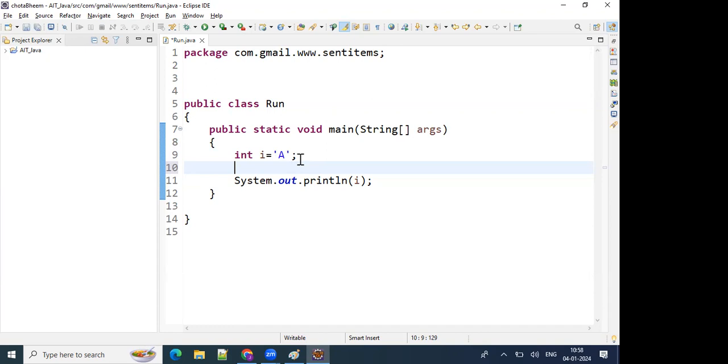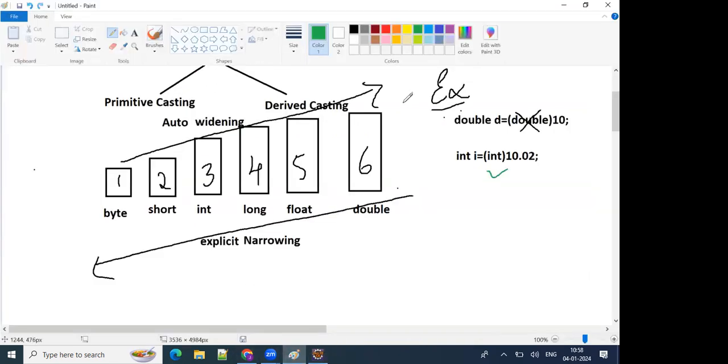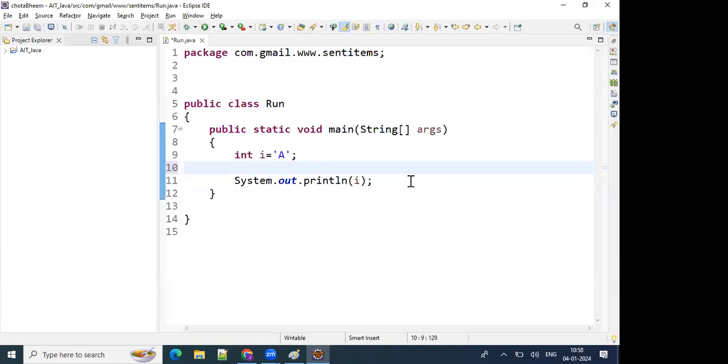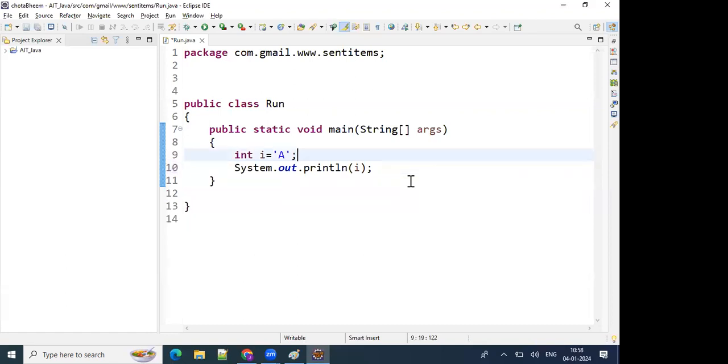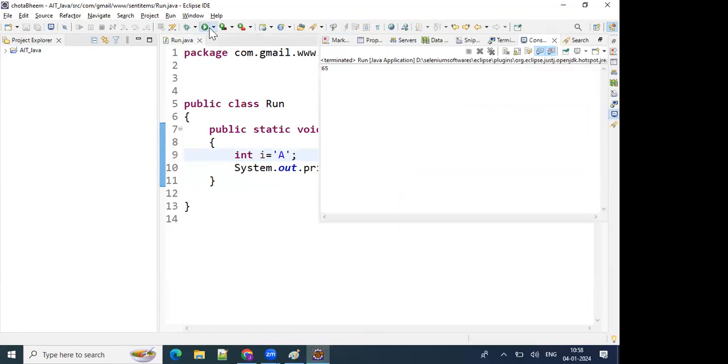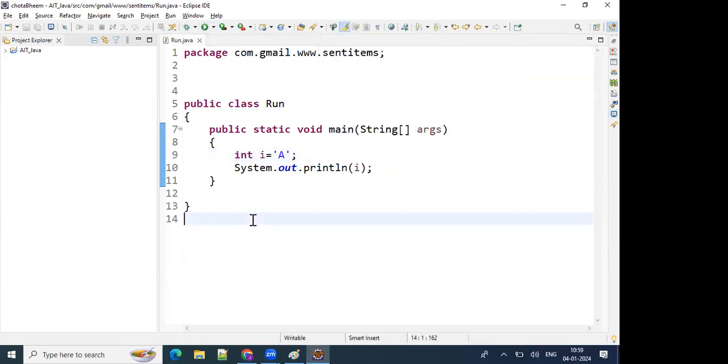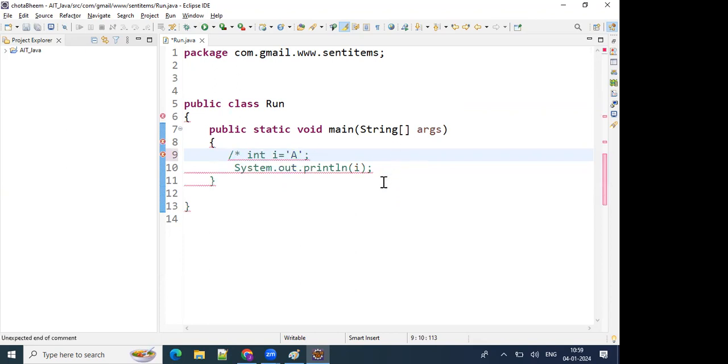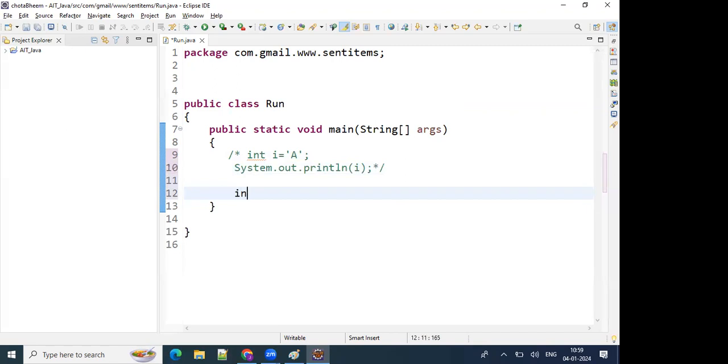Character, you are trying to store it in an integer. I didn't write it in the diagram, but character is also included here. Character is lesser than the integer, so it is also called widening. When you run this, you can see the output saying 65. This is printing the ASCII value.